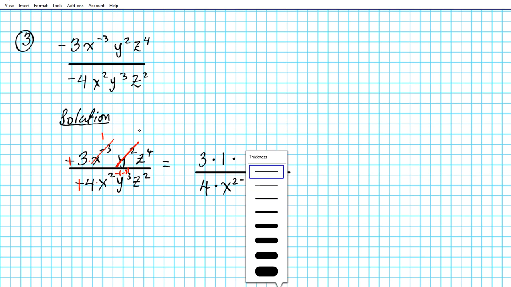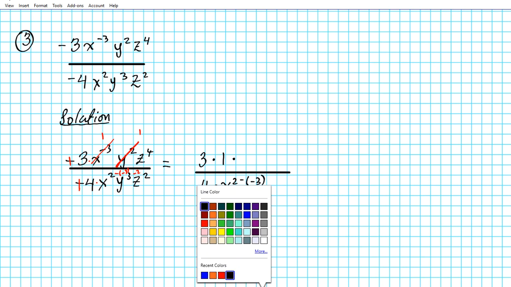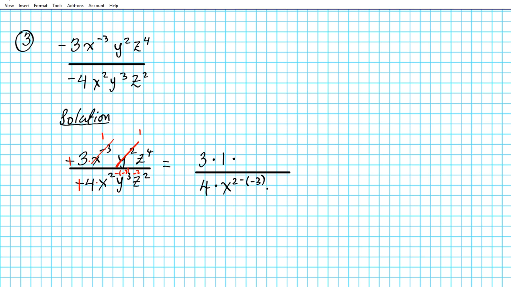Y squared goes into y squared once. And then in the denominator, we're going to subtract the power of the term that we canceled out. So minus 2. That gives us, in the denominator, another factor, y to the 3 minus 2. Okay? Now let's take a look at the z's. What do we have for the z's?